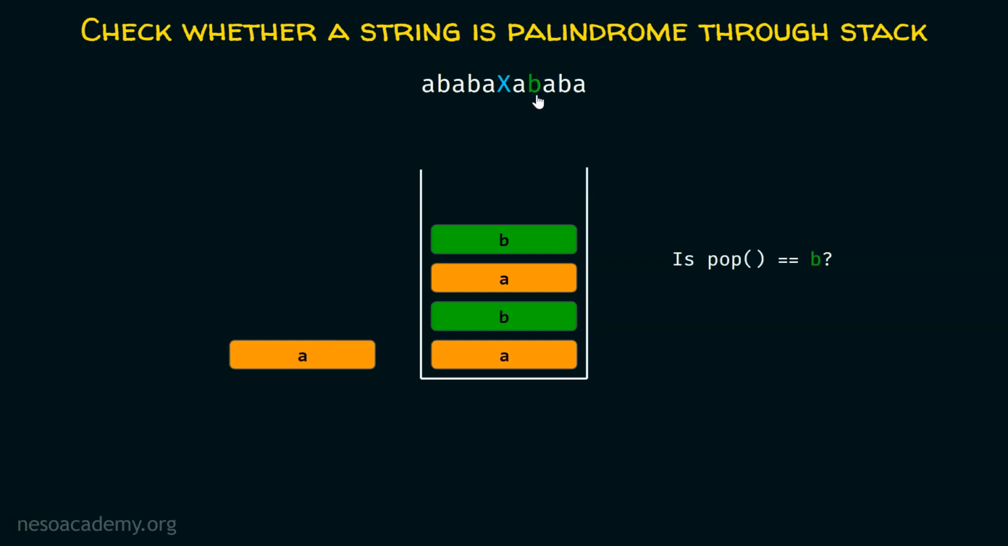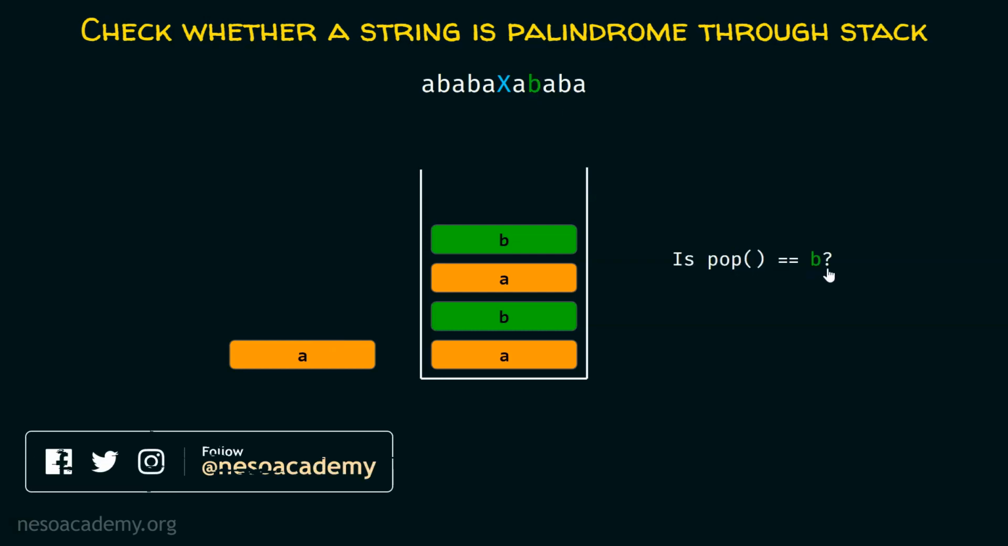This time we'll read this character. Is pop equal to B? Again, we will ask this question. Is pop equal to B? Yes, you can see that this character is equal to B. Therefore, we will not do anything. We will continue. Okay. Now let's check whether this character is equal to this character. Again, they are equal. Therefore, do nothing.